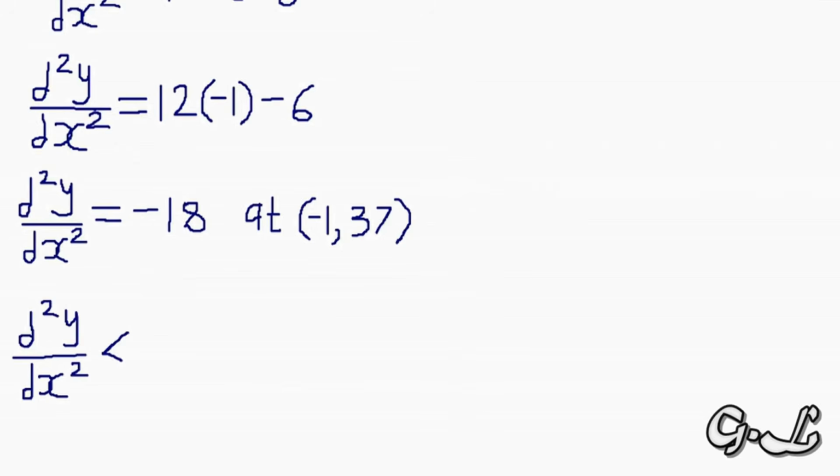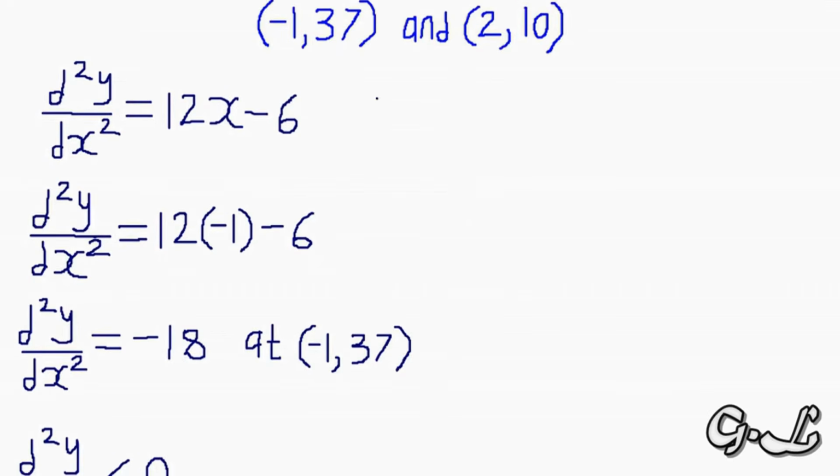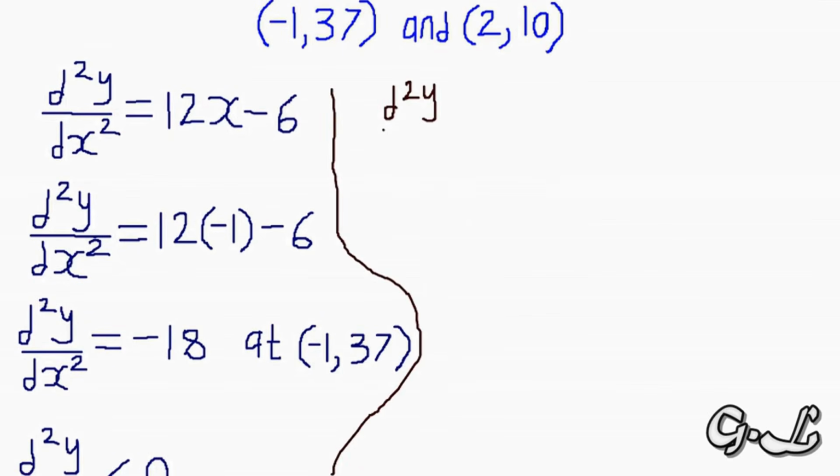So now you need to know that when d2y dx squared is less than 0, the point is at a maximum. Just know that it is at maximum. So let's go to the next point that we have.